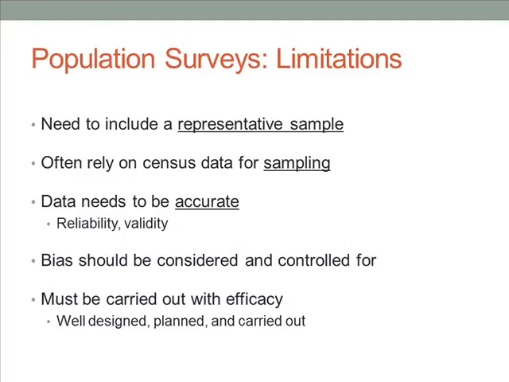Surveys need to include a representative sample. Population surveys often rely on census data for sampling. Data needs to be accurate. Data must have reliability and validity. Surveys should be considered and controlled for bias. Surveys must be carried out with efficacy, well designed, planned, and carried out.